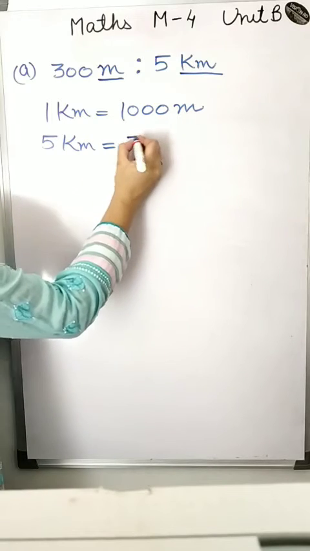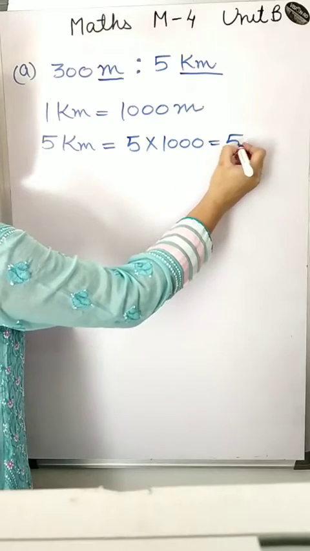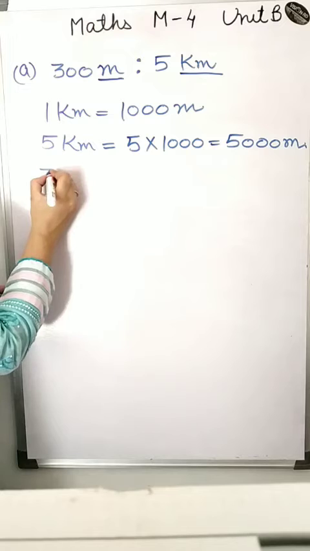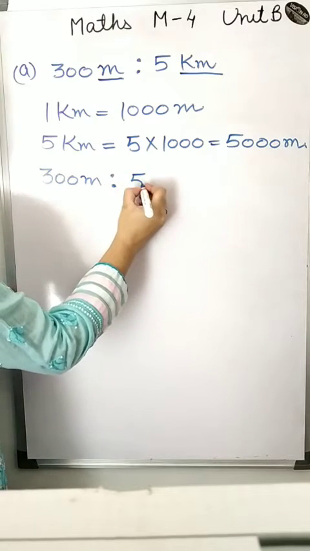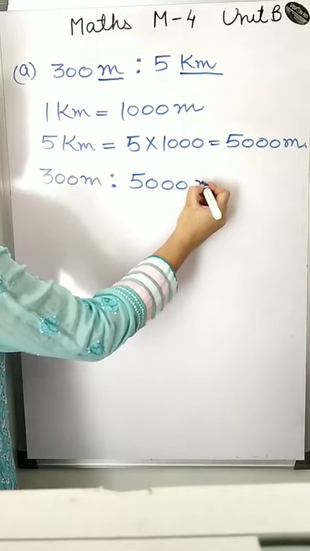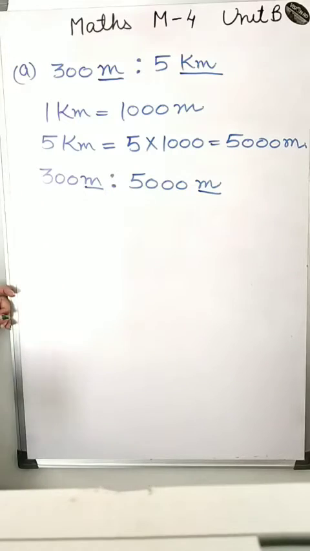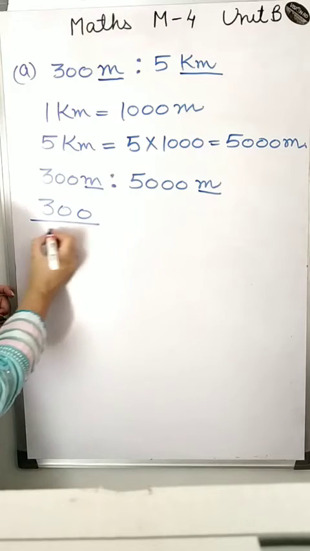So we multiply 5 into 1000. So this is 5000 meters. Now you write down the ratio: 300 meter ratio 5000 meter. Now both the units are the same. Now you write this ratio in the form of a fraction, 300 upon 5000.